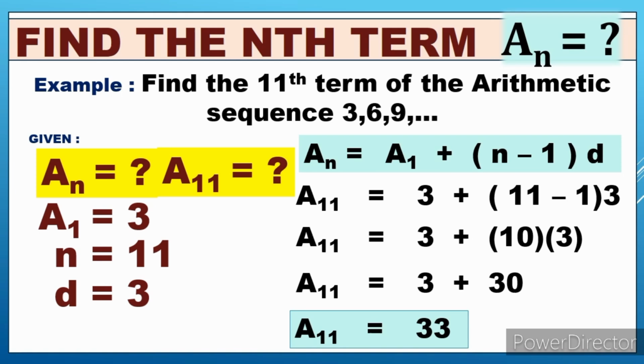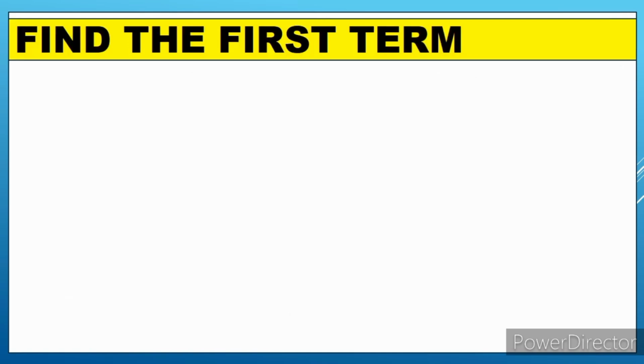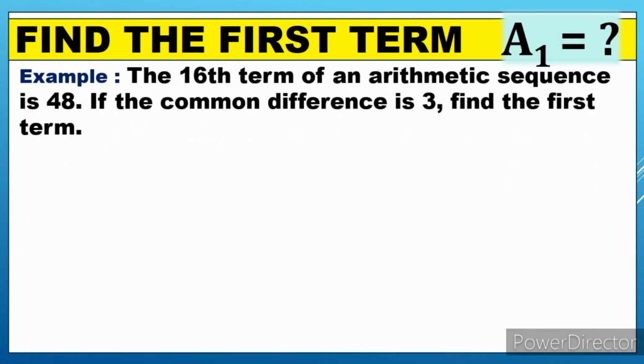Okay, now let's have the second objective. We're going to find the first term, which is a sub 1. If the first term is unknown, what are we going to do? We have an example. The 16th term of an arithmetic sequence is 48. If the common difference is 3, find the first term.